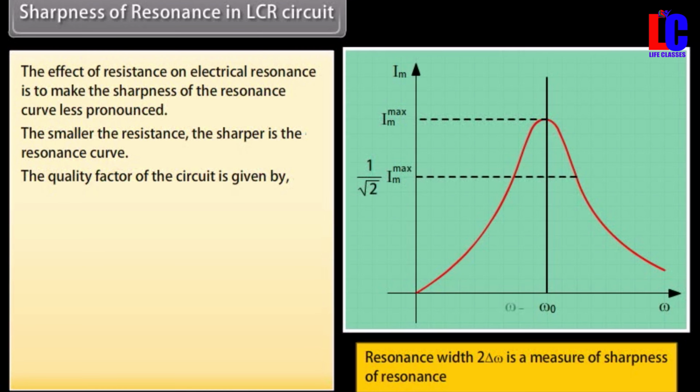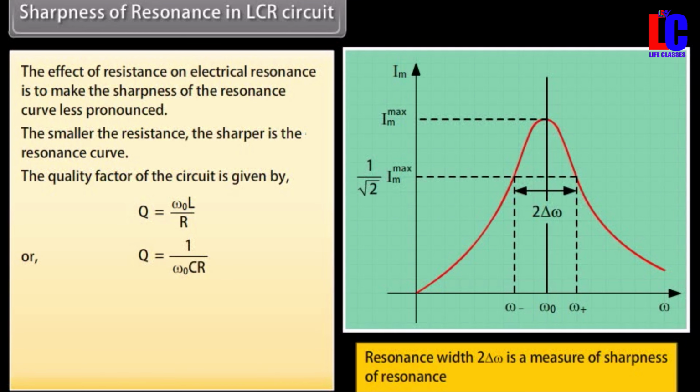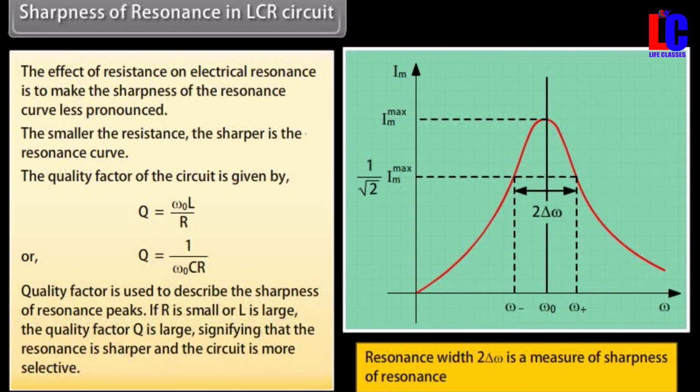The quality factor Q of the circuit is given by omega naught L upon R, or 1 upon omega naught CR. Quality factor is used to describe the sharpness of resonance peaks. If R is small or L is large, the quality factor Q is large, signifying that the resonance is sharper and the circuit is more selective.